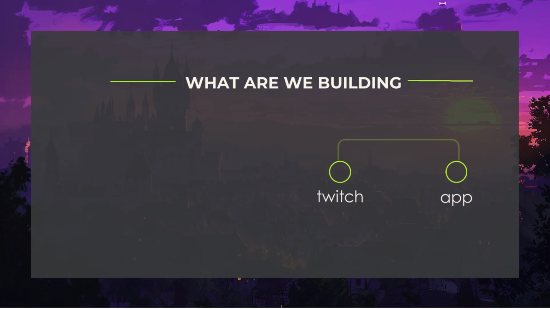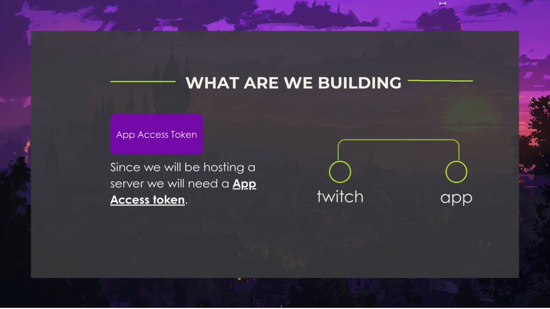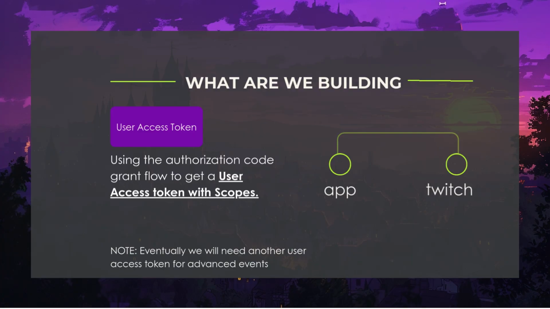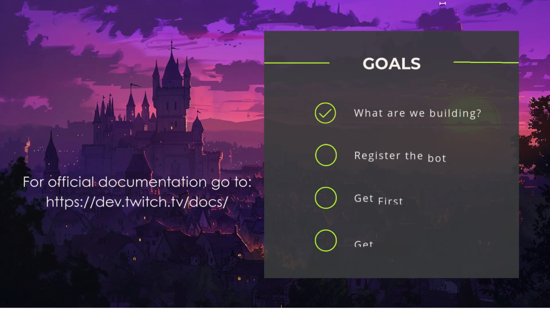with the data you'll need to be able to talk to Twitch. Since we'll be using a server, we'll need an app access token. This will allow us to listen to chat, events, and basic stream data. Because we're building something more complicated, we also need a user access token. This will allow us to post a chat and get advanced events and functionality.